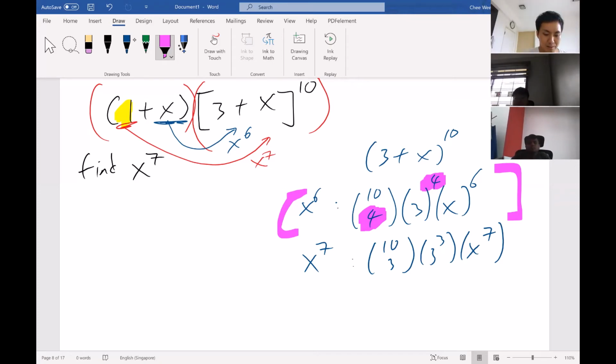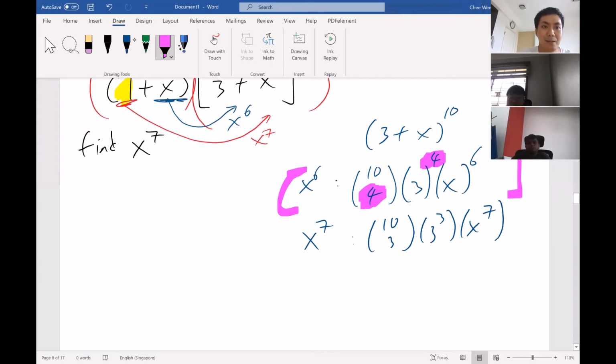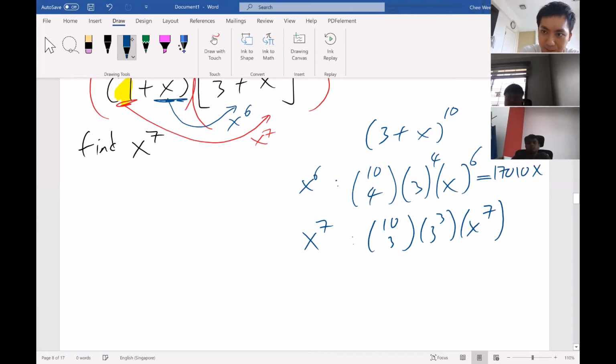Okay, so 10 choose 4 times 3 to the power of 4. Okay, which means that my x to the power of 6 is actually equal to 17010 x to the power of 6, okay? If you press the calculator and evaluate it, you have the same answer. 10 choose 3 times 3 to the power of 3 times 3, 3240. 3240 x to the power of 7, okay? Let me just double confirm the same.